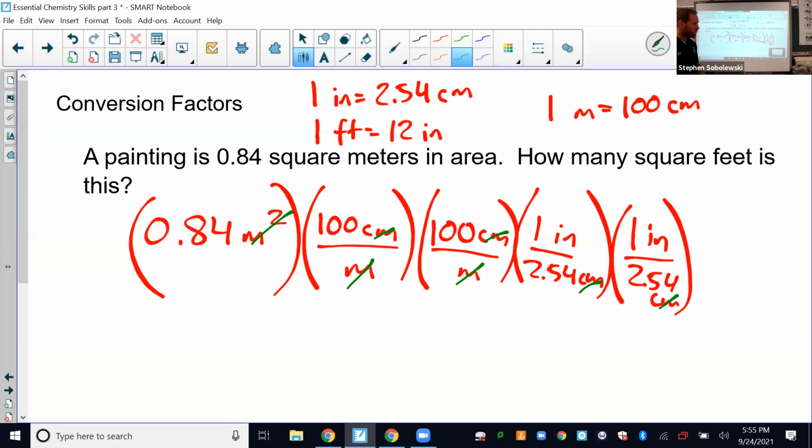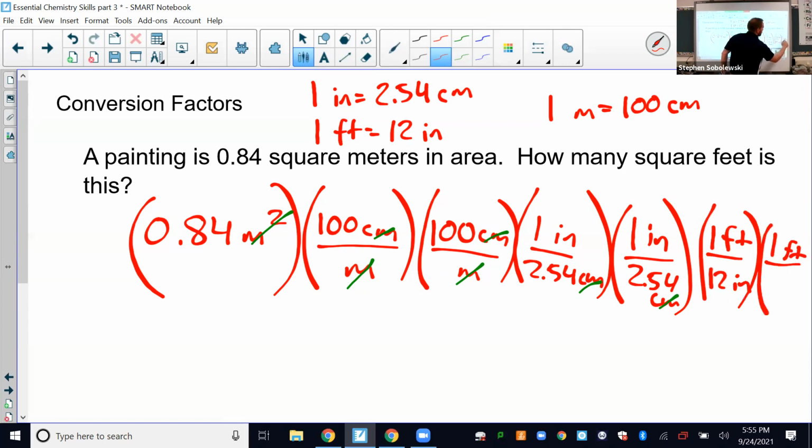If you run out of room, just move on to the next line. I probably have room for one more conversion here. So we're in inches. Let's go to feet. I can probably squeeze this in. So multiply it by 1 foot over 12 inches. 1 foot over 12 inches. Okay, and that will get my inches to cancel inches, inches to cancel inches. I'm left with feet times feet, which is feet squared, which is what I'm looking for.